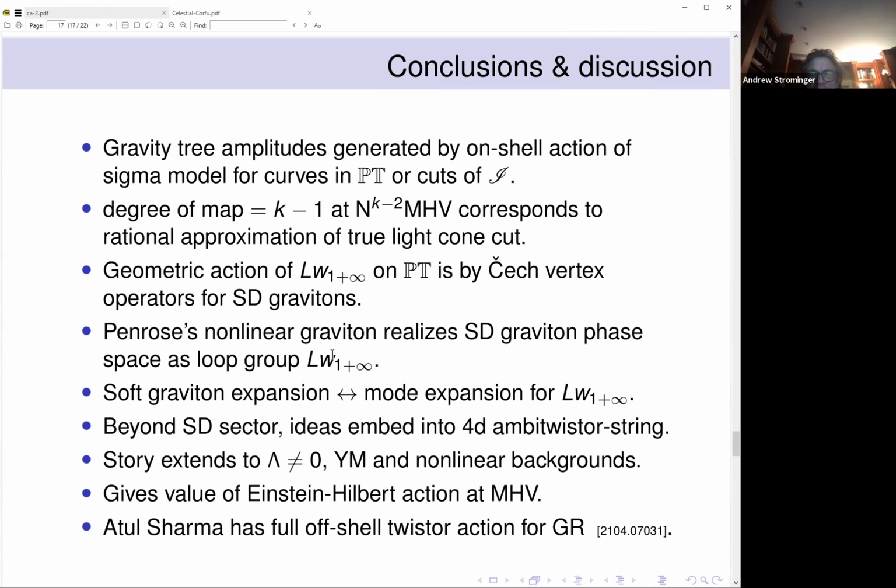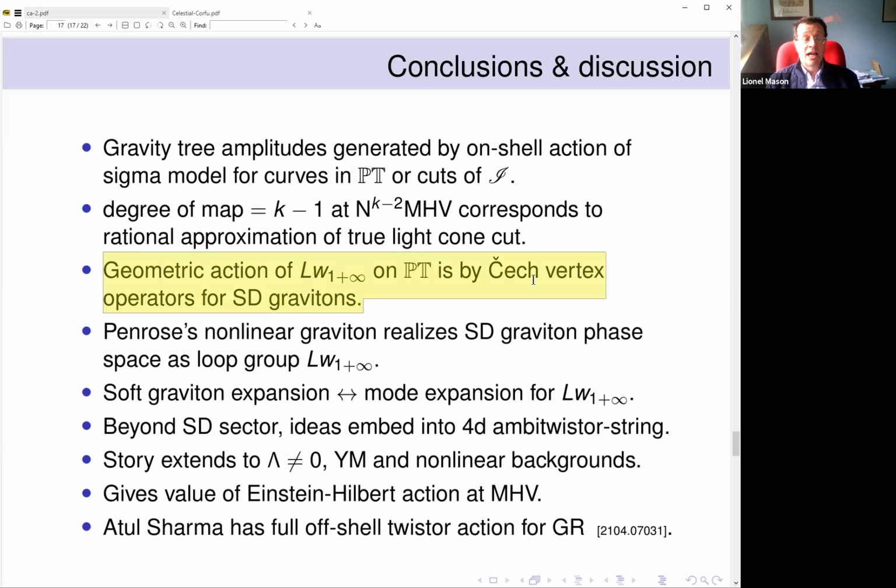And it is the loop group of the wedge algebra, right? Yeah, so infinitesimally, you start looking at gravitons, then each element of this loop algebra is represented by a Čech vertex operator for a self-dual graviton. So in some sense, you're saying that the self-dual phase space is this full algebra. I mean, in some sense it's a beautiful statement.